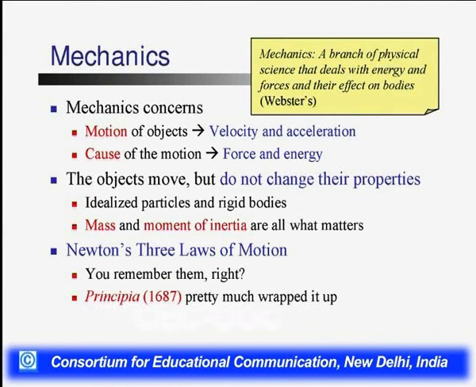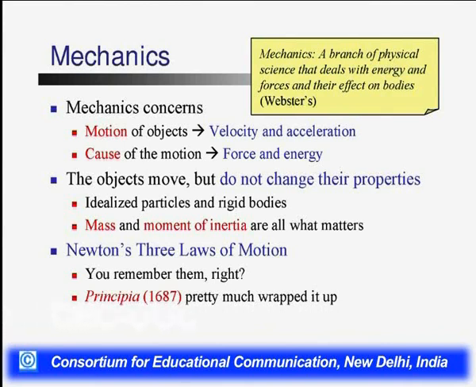It is a branch of physical science that deals with energy and forces and their effect on bodies. Mechanics is concerned with two parts: one is the motion and the second is the cause of the motion. Motion of the object can be explained by velocity and acceleration. But how do this velocity and acceleration change? By using force and energy. Motion of objects means we calculate velocity and acceleration, and the cause of this motion is force and energy.